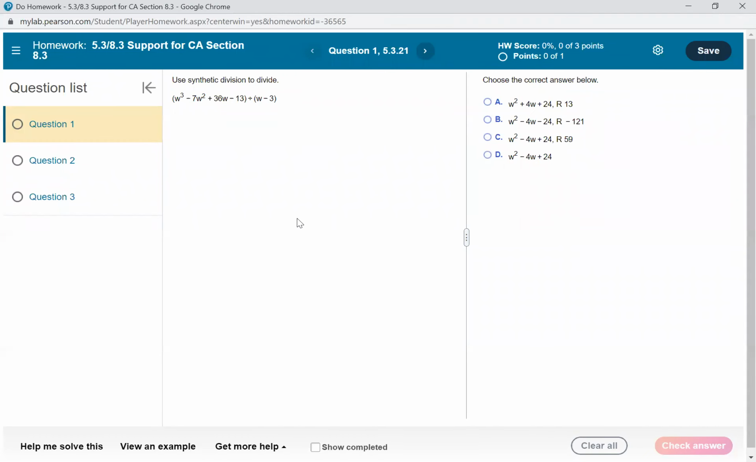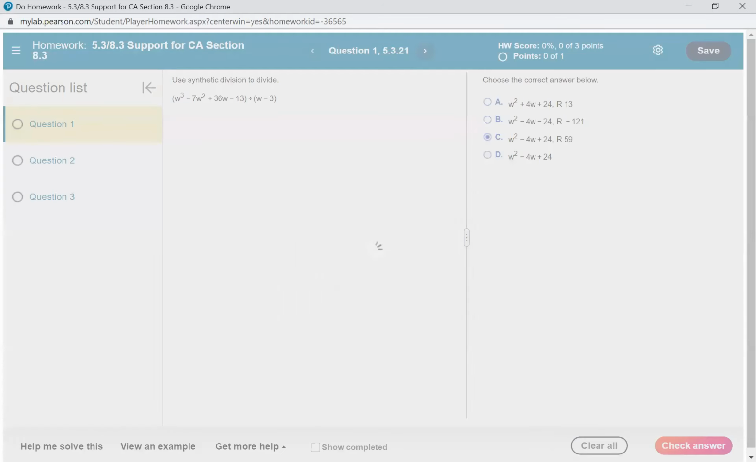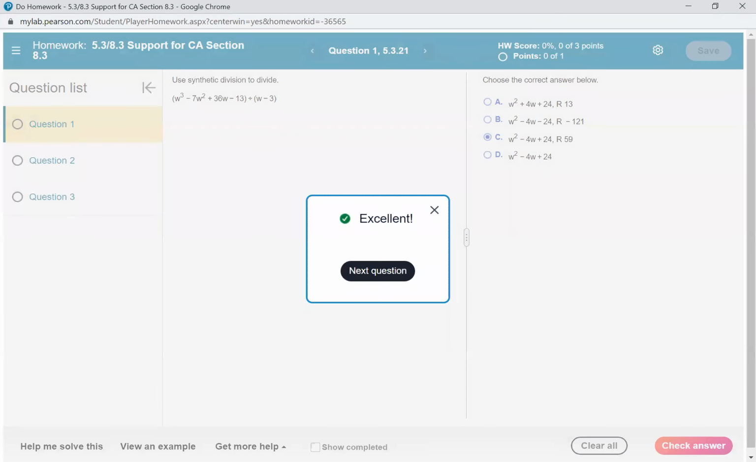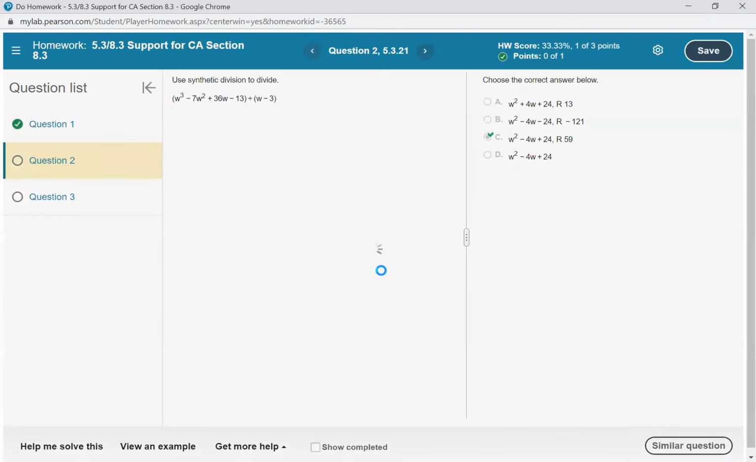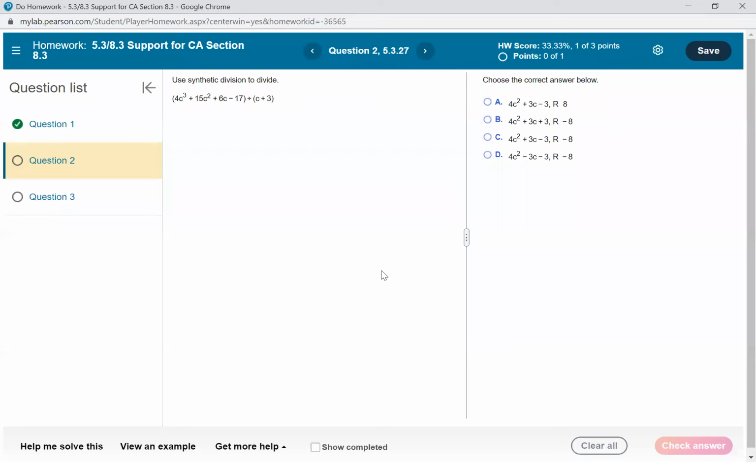So let's see, we had a remainder of 59, and the only one that has a remainder of 59 would be C. And notice that's a 1, negative 4, 24, just like we needed. So we're going to check that answer. And we're going to do the next one here. And I wanted y'all to see these because this one's pretty close to my first one.